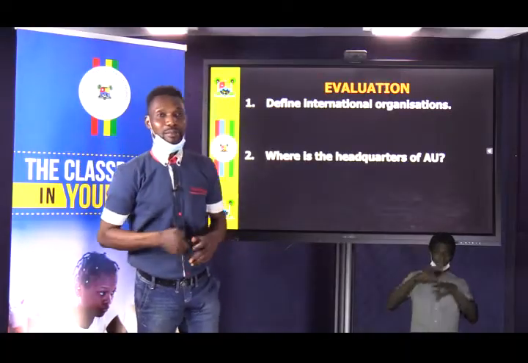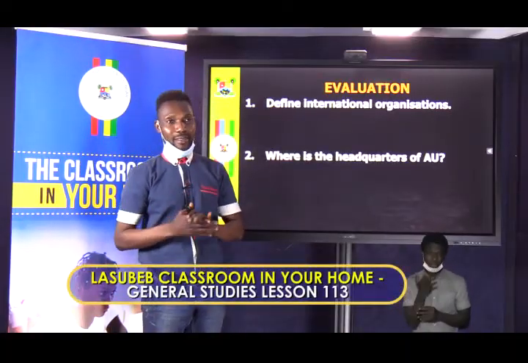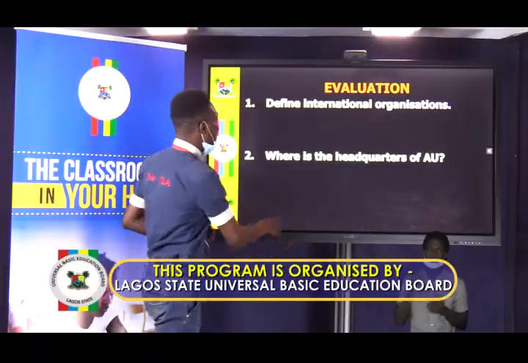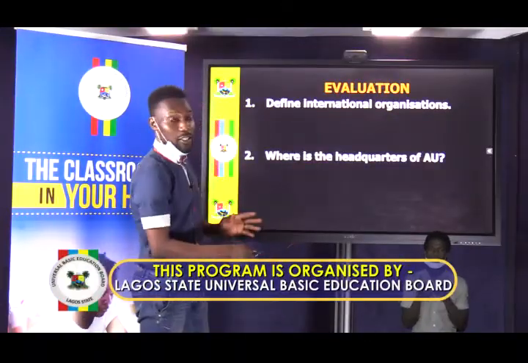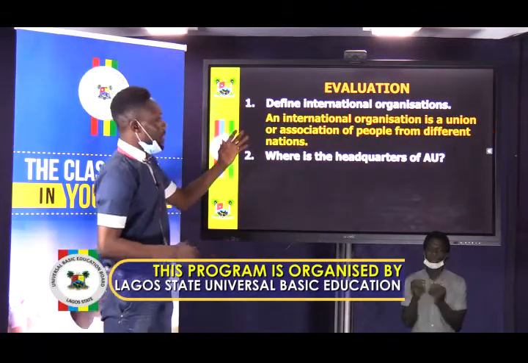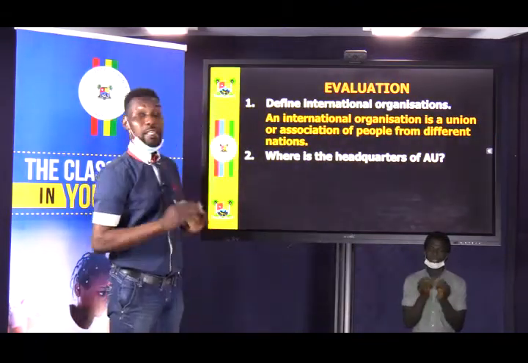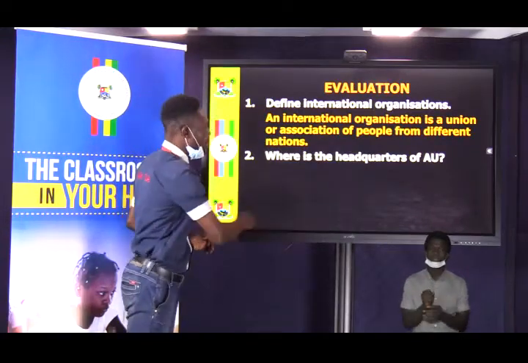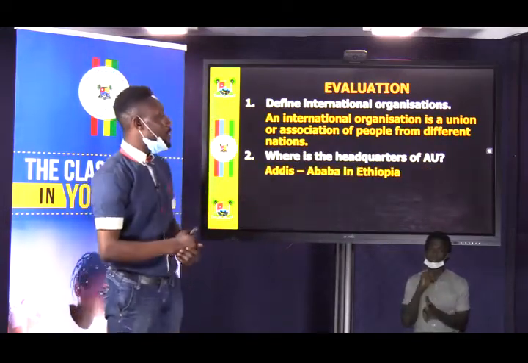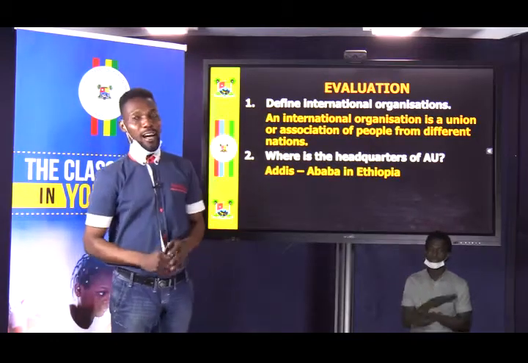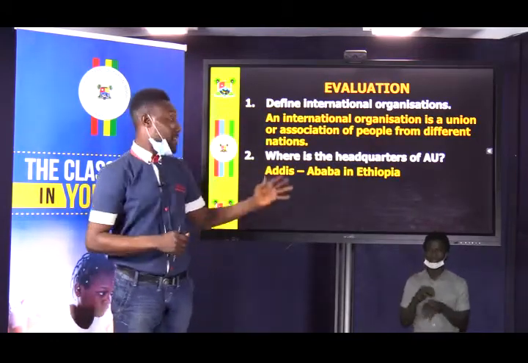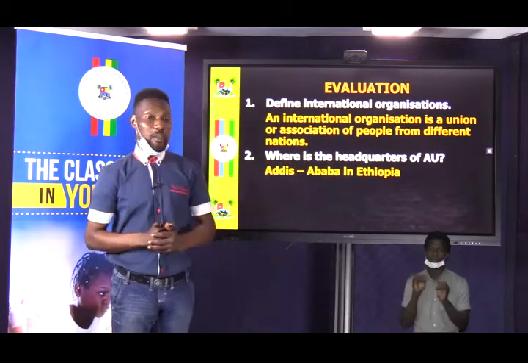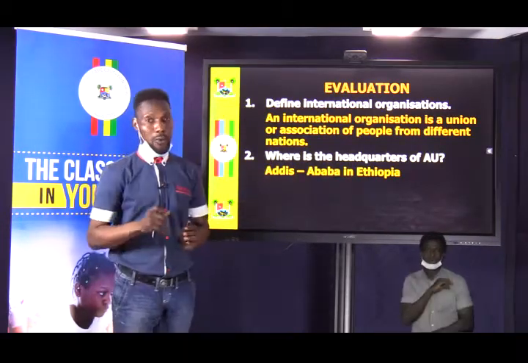Eyes on me. Uncle Popo is there. I believe you are still there. So now let's mark together. Question number one, define international organizations. An international organization is a union or association of people from different nations. Good. And number two, where is the headquarters of AU? Don't forget I asked you to call AU, Addis Ababa, 3 times when I was teaching. So the headquarters of AU is in Addis Ababa in Ethiopia.